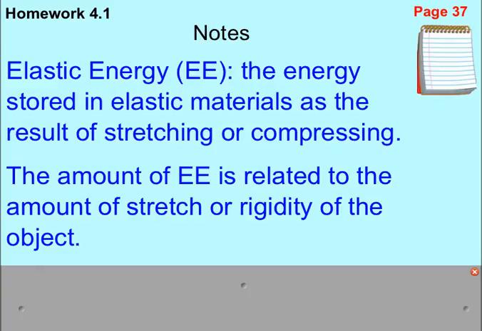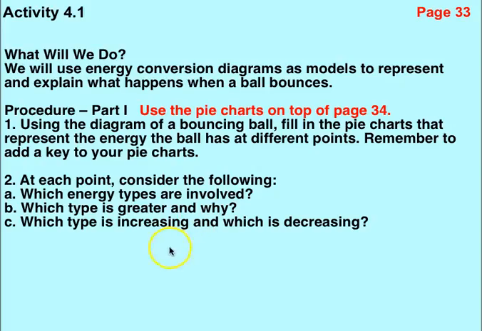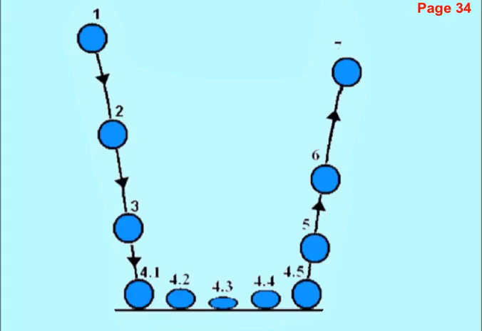So let's talk about the activity today. What we're going to do is use pie charts, energy conversion diagrams. If you flip over the page from page 33 to page 34, you'll see that there are 6 energy conversion diagrams on the top, and there's 5 on the bottom. So this is how it works. Here's the diagram that I'm supposed to be showing you.